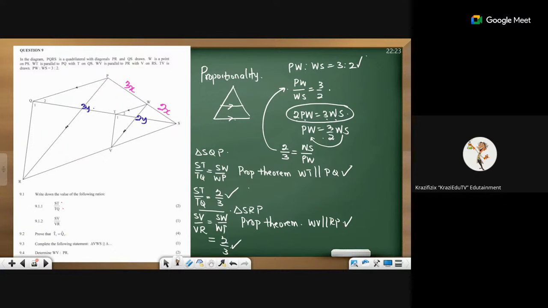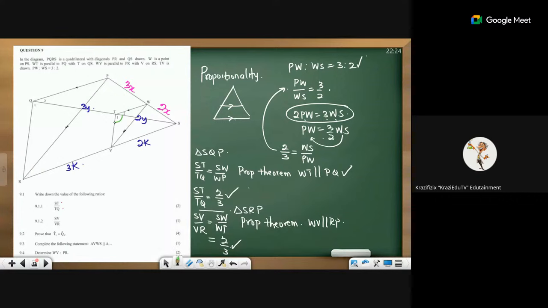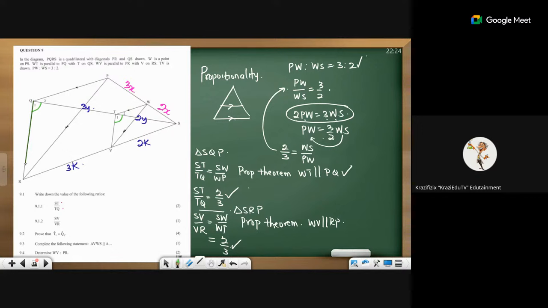Because you've used the prop theorem before, they're giving you one mark. Can I come here and say 2K over 3K? Prove that T1 equals Q1. If you notice, T1 and Q1 actually form corresponding angles. That's what I see quickly. But I cannot prove that those angles are equal until I prove that these lines are parallel. And watch, it's four marks, beautiful.